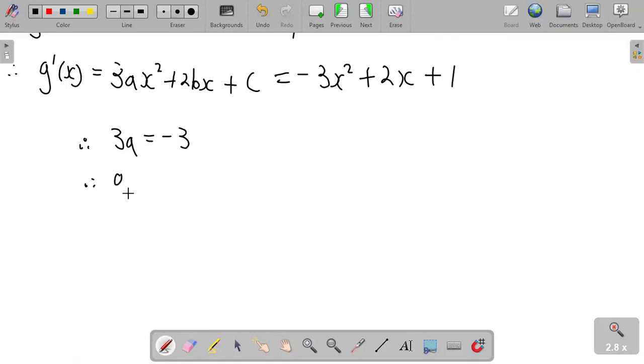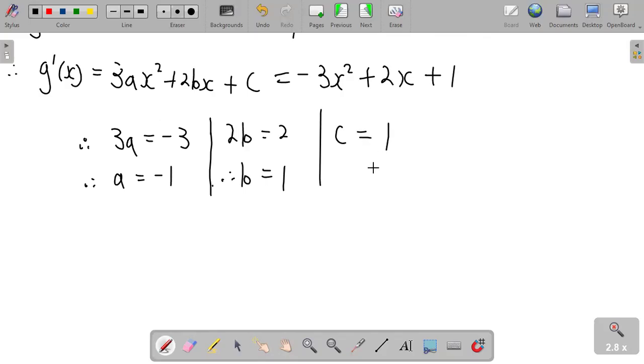So it means therefore a equals negative 1. And then you come here, 2b equals 2, so therefore b equals 1. And then c equals 1, because they correspond here. So we have shown it. That's what it is. So yes, that sums it up for question 8.